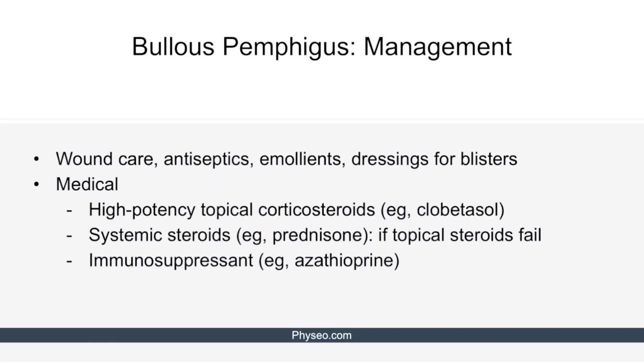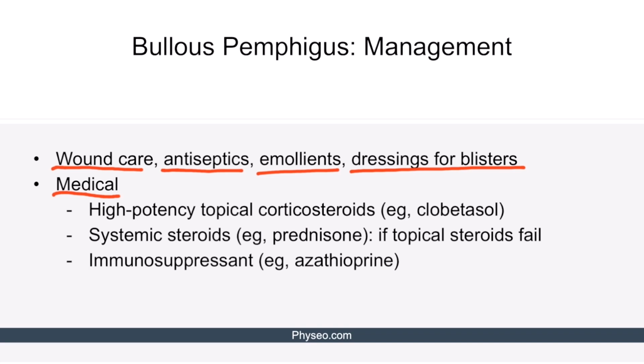Now let's discuss the treatment options. Bullous pemphigoid is less life-threatening than pemphigus vulgaris, but it can become potentially fatal. Despite that, patients usually respond well to treatment, with high-potency topical steroids being the mainstay of treatment. So patients are started on both conservative and medical treatment with wound care, antiseptics, emollients, and dressings for blisters, and high-potency topical corticosteroids such as clobetasol.